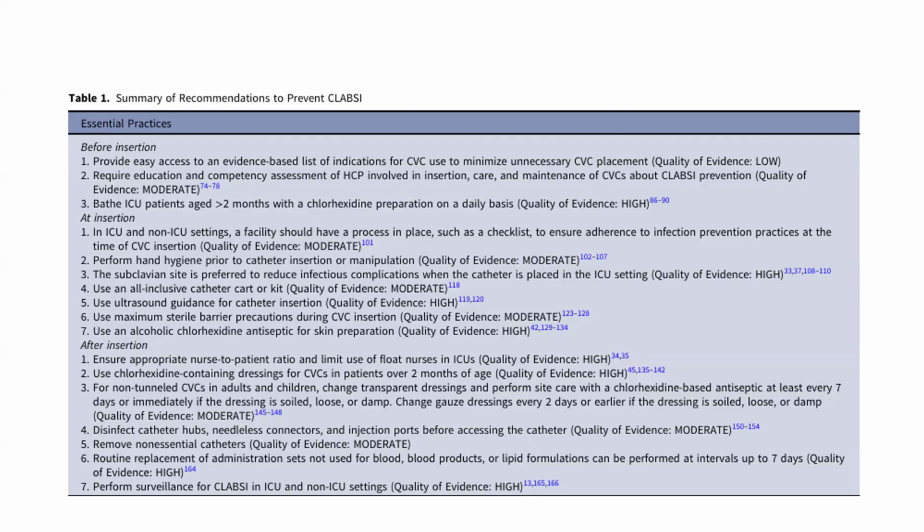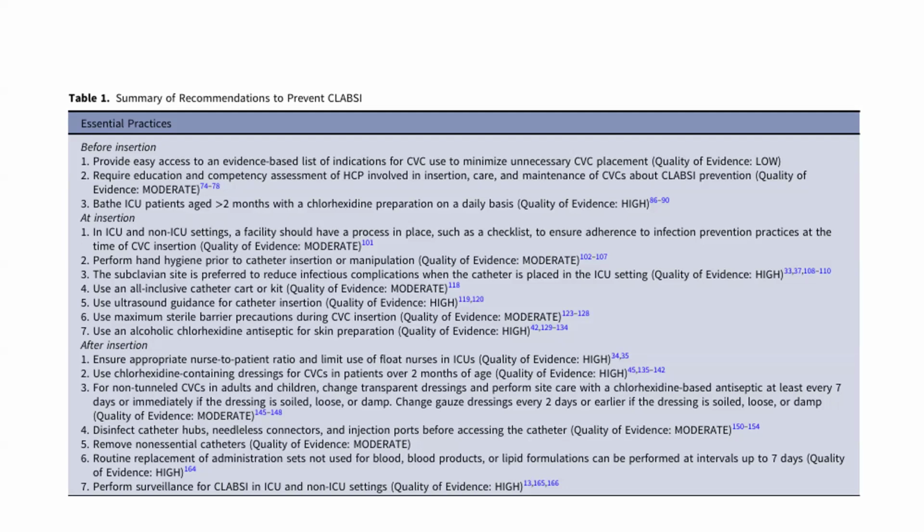Use ultrasound guidance for catheter insertion. Use maximum sterile barrier precautions during CVC insertion. Use alcohol chlorhexidine antiseptic for skin preparation. Then after insertion, ensure appropriate nurse-to-patient ratio and limit the use of float nurses in ICU. Use chlorhexidine-containing dressing for CVC in patients over 2 months of age.